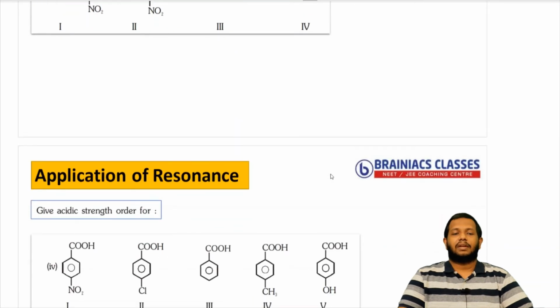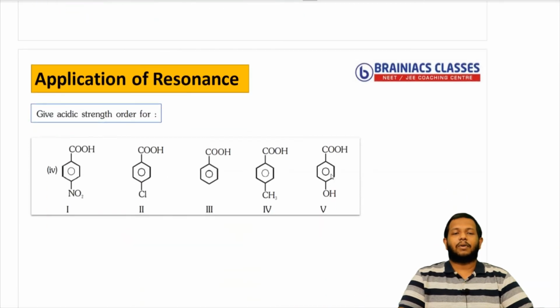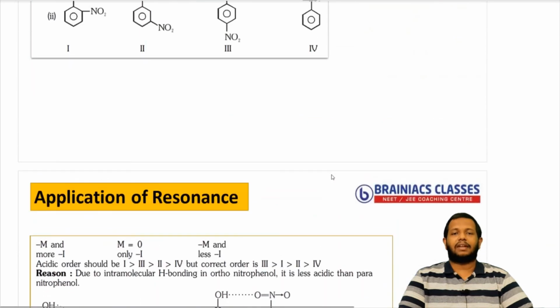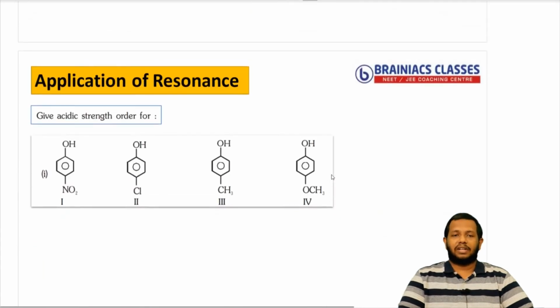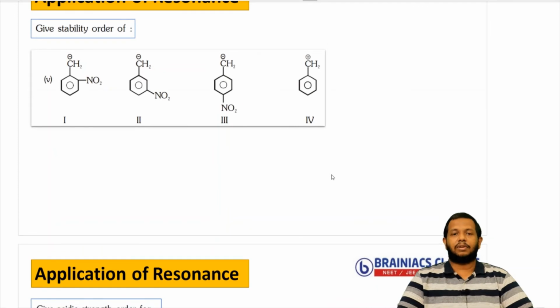Now we have one more effect to learn, that is the ortho effect. I will explain it next time. With this, today I am winding up the class. This is a big session, and you need time to understand. Then we will continue the application of resonance and then we will go to hyperconjugation. Thank you.